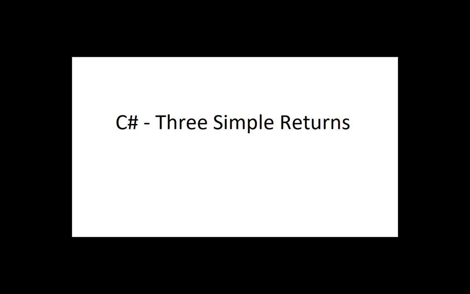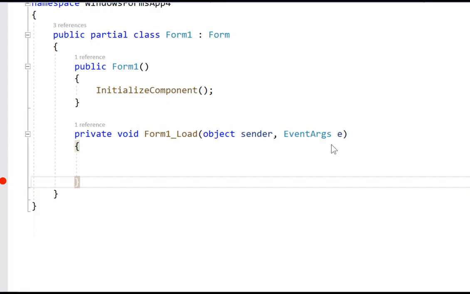Okay, so we're going to look at C Sharp, three simple returns, which means three simple ways to return a value from a method or a function. We're going to look at three simple ways to return values from a method, and one of these you might not have actually used before, but it's pretty good. So of course, the first way we're going to do is a global variable.